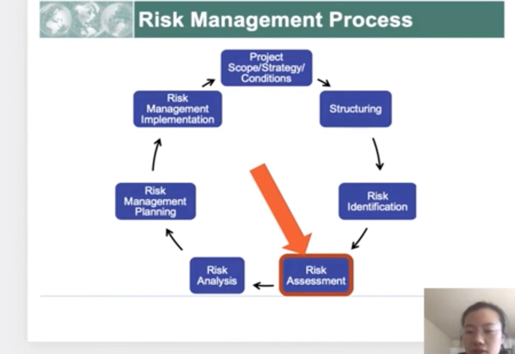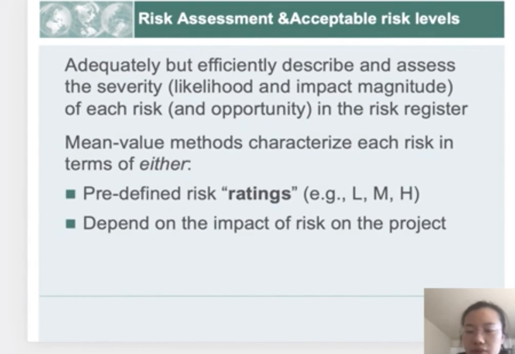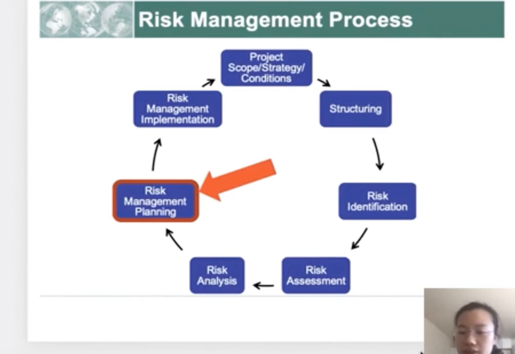The next step is risk assessment. Adequately but efficiently describe and assess the severity of each risk in the risk register. The mean value method characterizes each risk in terms of pre-defined risk ratings depending on the impact of the risk on the project. The sixth step is risk management planning.